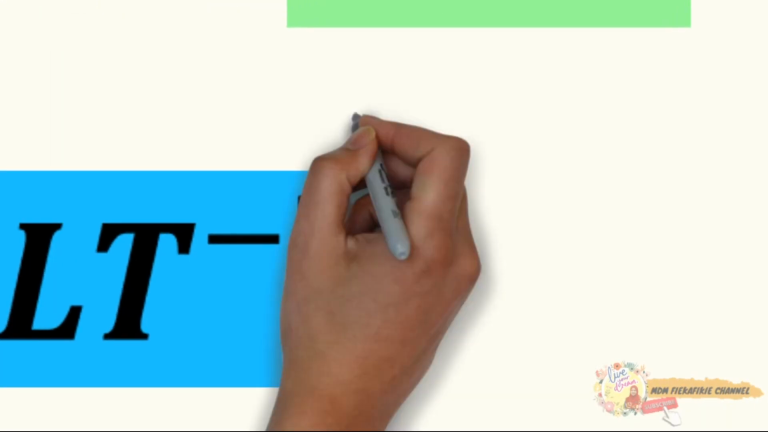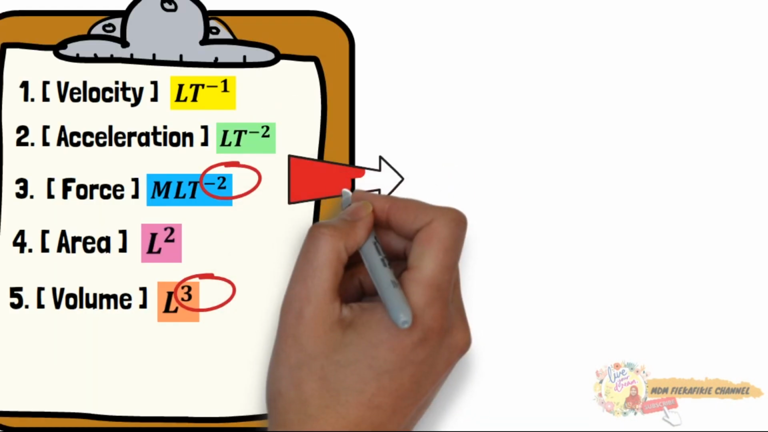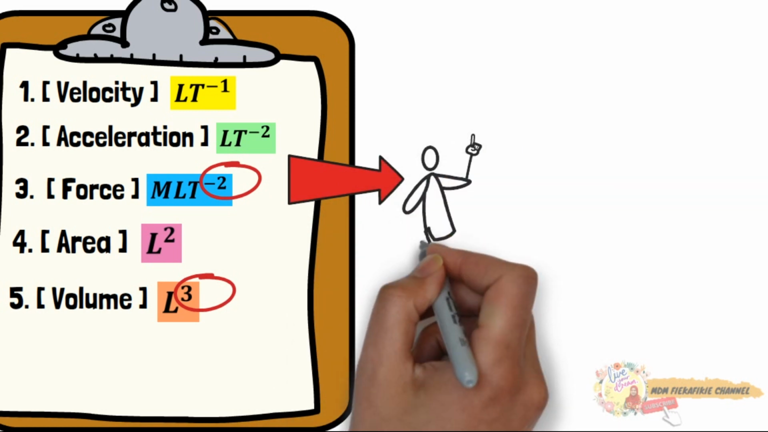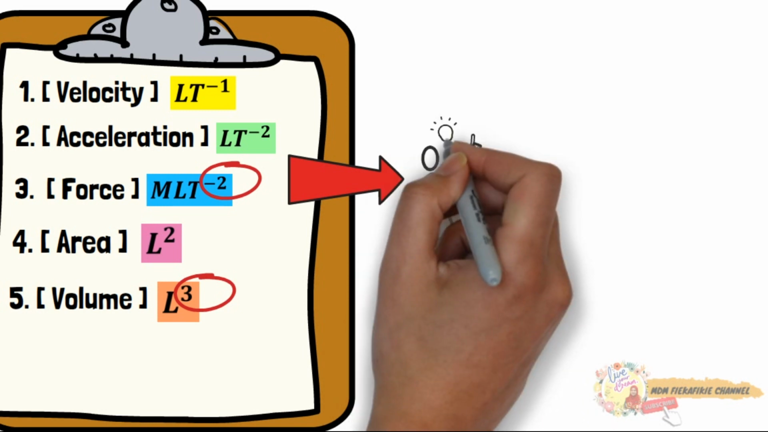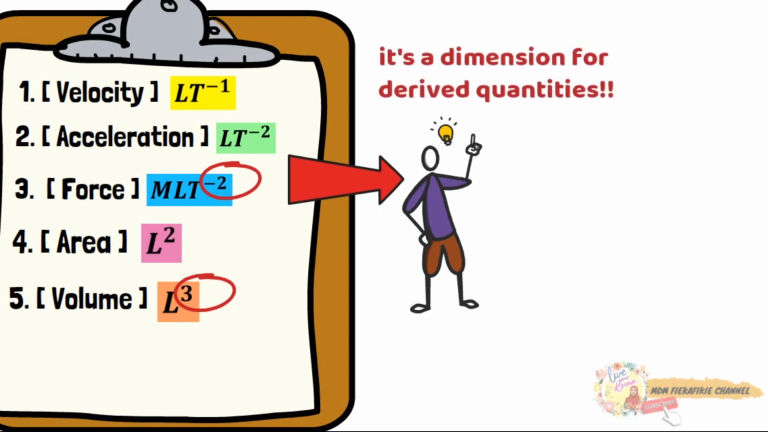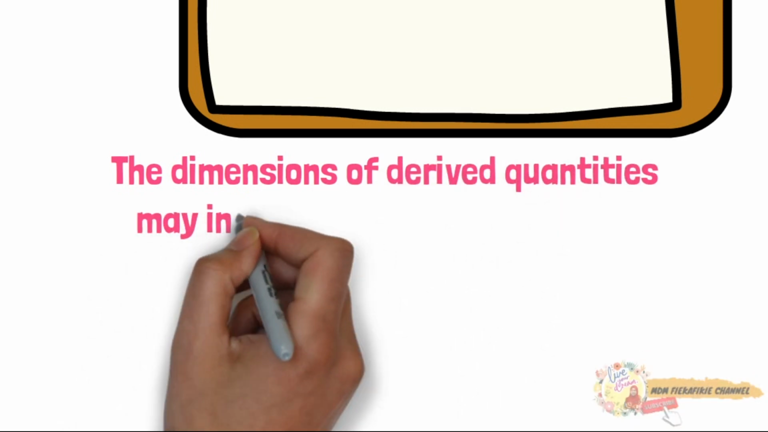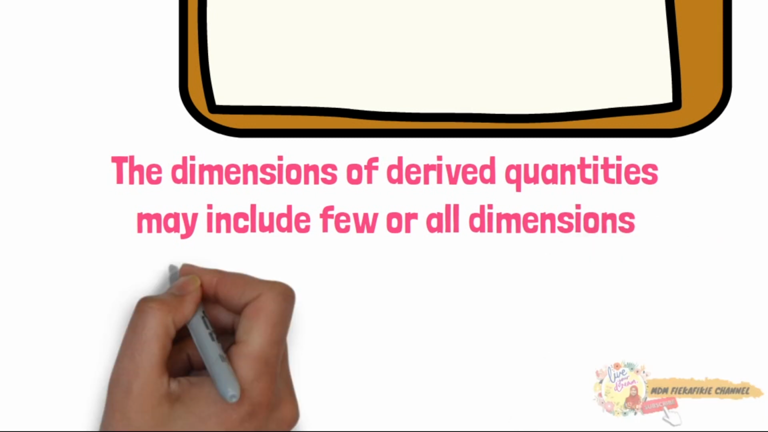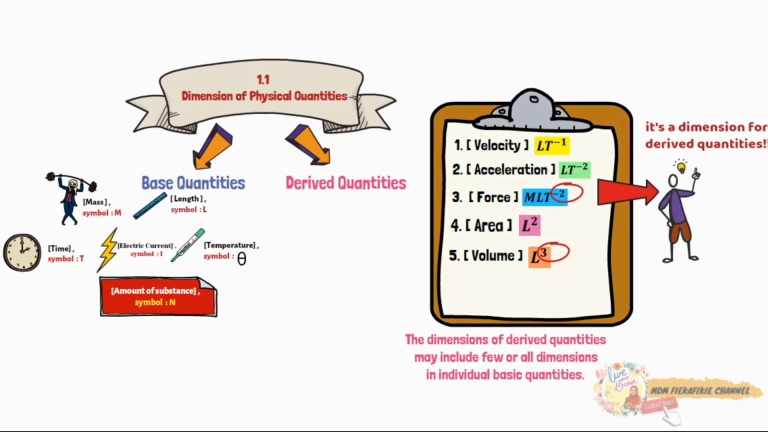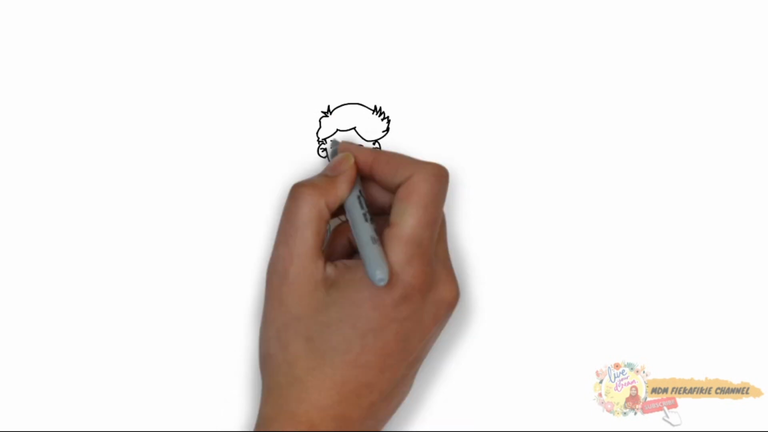Jadi bila kita tengok pada power of -2 and power of 3 untuk derived quantities mesti ada power of -1, power of -2 ataupun combination of dimension for base quantities seperti L, T dan M. Okey, jadi apa kita boleh simpulkan di sini? Di mana the dimensions of derived quantities may include few or all dimensions in individual basic quantities. Okey? Alright, good.